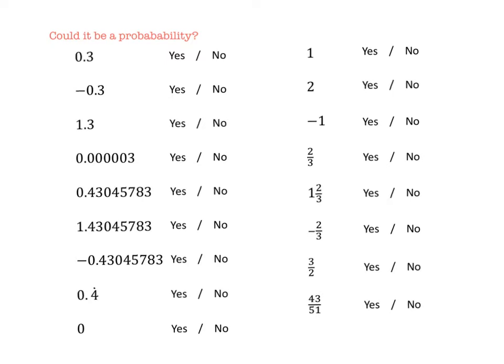Okay, we're going to look at these and decide if these could be a probability. So remember that we go from 0 to 1 and anything in between can be fractions, decimals or percentages. So the first one, 0.3, can it be a probability? Yes, it's between 0 and 1. Negative 0.3, no, it's less than 0. 1.3, no, it's greater than 1.